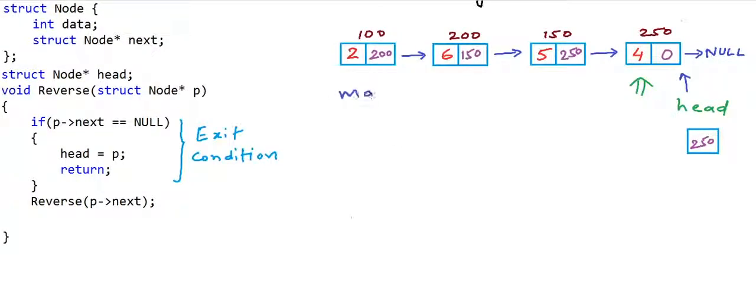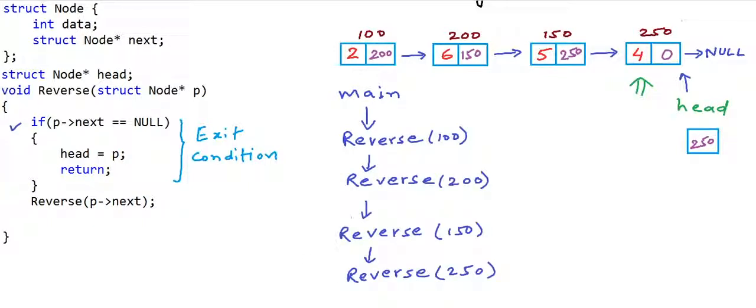From the main method we will call the reverse function, passing it the address of the head node, address 100. We will come and check this condition. If p.next is equal to null, no, it is equal to 200 for the node at address 100. So this recursion will go on till we reach this call to reverse, passing it address 250, and now we will come down, and now we have come to this exit condition, and now head will be set as p, and the list will look like this.